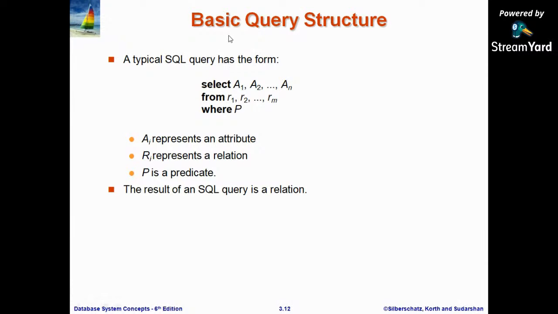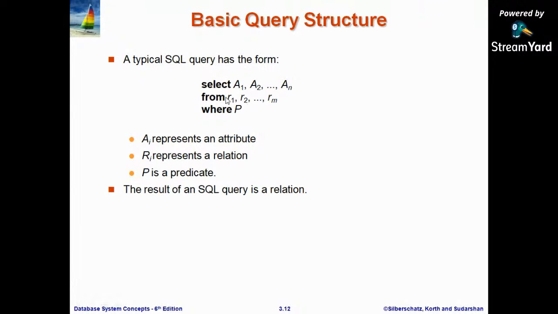Now we come to the queries. It is the heart of SQL, where we can retrieve the data. So a query is used to retrieve the data, and in the query there are 3 sections. In the first section you have to tell which columns have to be retrieved. So the structure is select A1, A2, AN, the columns to be retrieved.